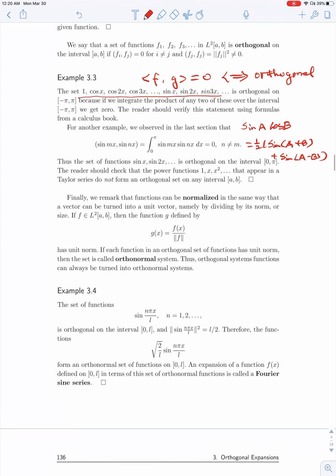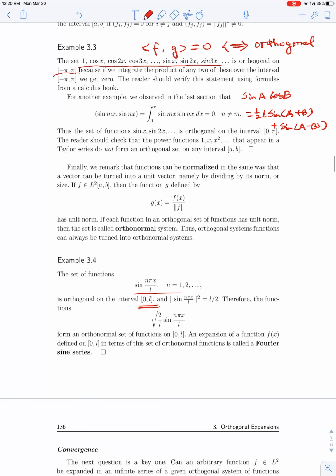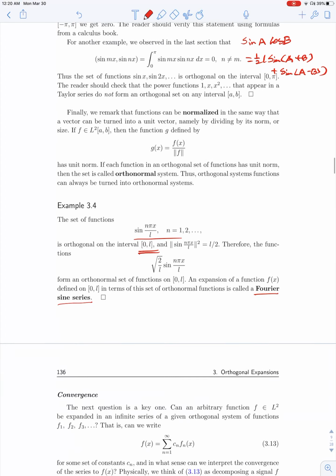And this is, again, orthogonal on a different interval. In the previous example, it's orthogonal from negative pi to pi. This is orthogonal from 0 to L. So this just gives you another example, what we call a Fourier sine series.